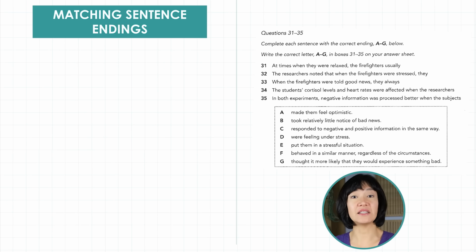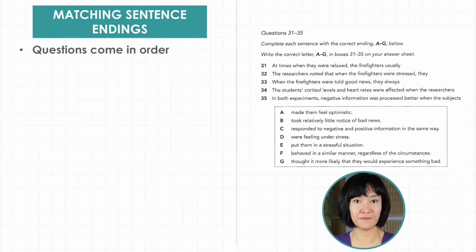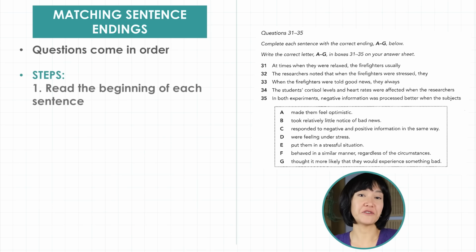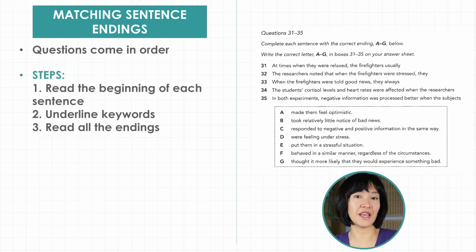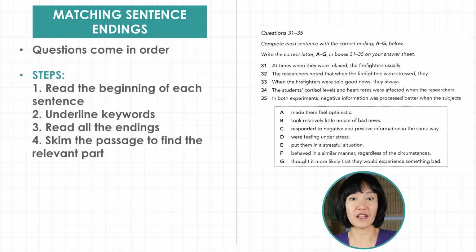So matching sentence endings looks a bit like other matching tasks, but there is one important difference. This is the only matching task that actually comes in order. This means that you can answer question 31, then 32, and so on. Let me walk you through how to solve these. Well, first of all, start by reading the beginning of each sentence. Highlight your keywords and be ready for paraphrasing. Then read all the endings and pay particular attention to the endings that may seem similar to each other. Skim the passage to find the relevant part.